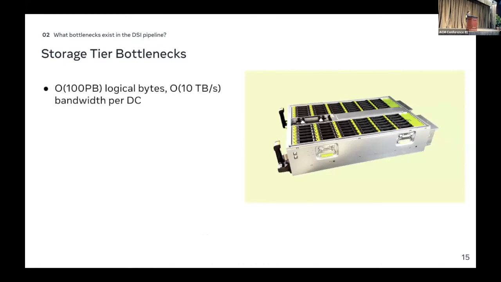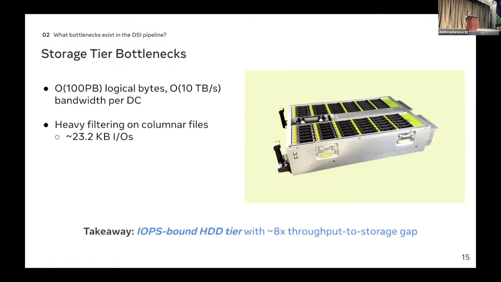So next, let's look at the storage tier. If we just do some back of the envelope calculations here, we need to store on the order of 100 petabytes per data center and serve them at on the order of 10 terabytes per second. And it's not just sequential read bandwidth, right? As I mentioned earlier, we do a lot of filtering and we store data in columnar files. What this means is that we have pretty small IOs. So if you combine all of this together, we're actually very IOPS bound on our hard drive based storage tier. This means that we have to actually buy 8 times more storage capacity in order to supply the IOPS that we need from our storage tier than we need to actually store the data set itself. So there's this big imbalance here.